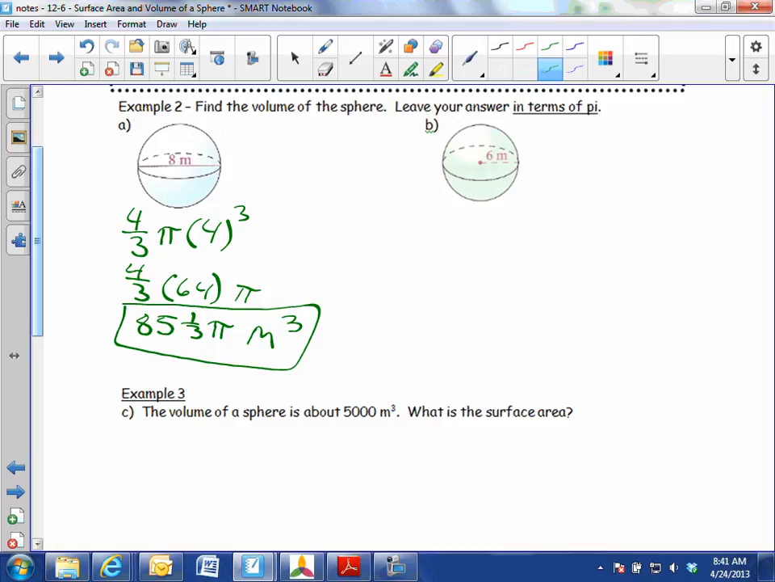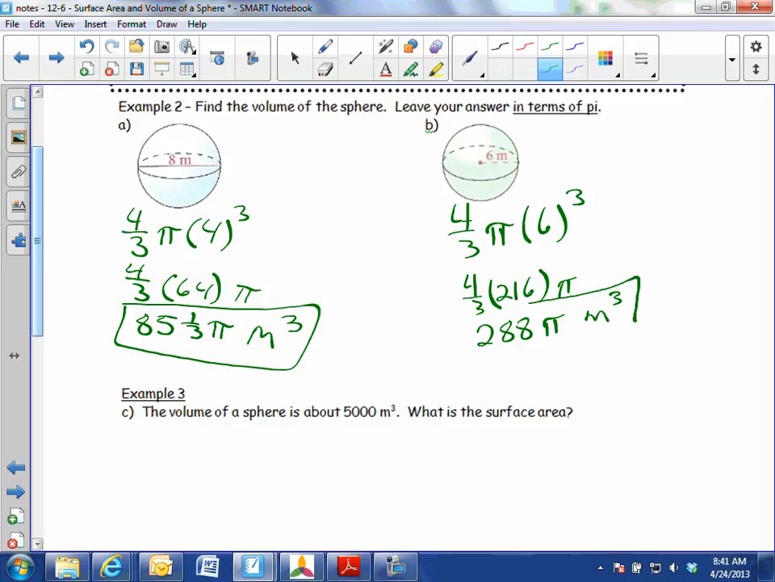For B, same thing, just fill out your formula. In this case, our radius is 6. What's 6 cubed? 216. So 216 times 4/3 is 288. That's it. It seems really small, but I'll take your word for it.